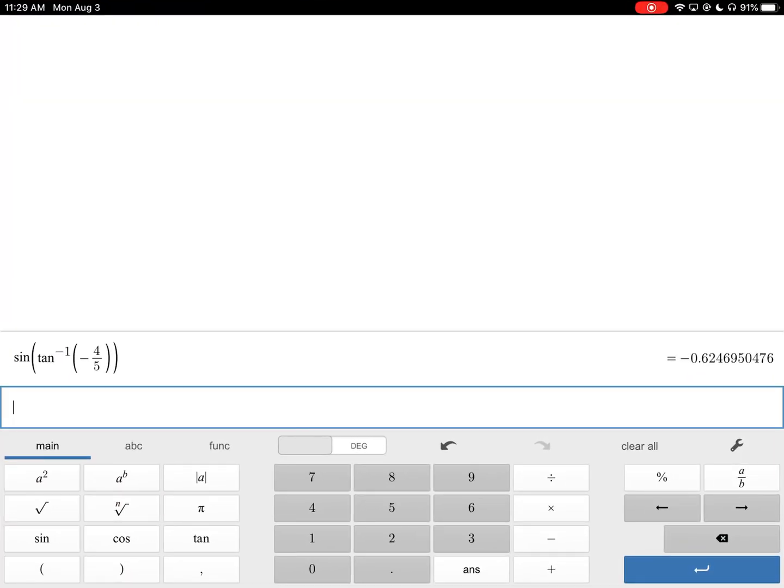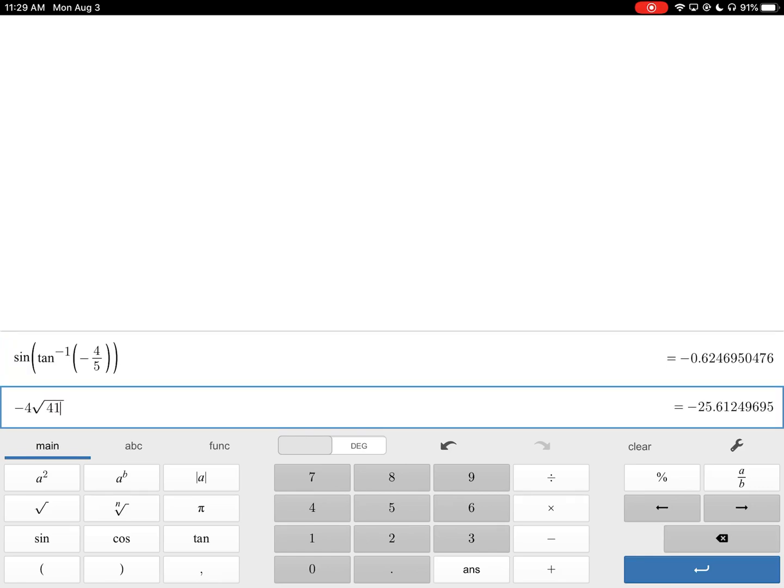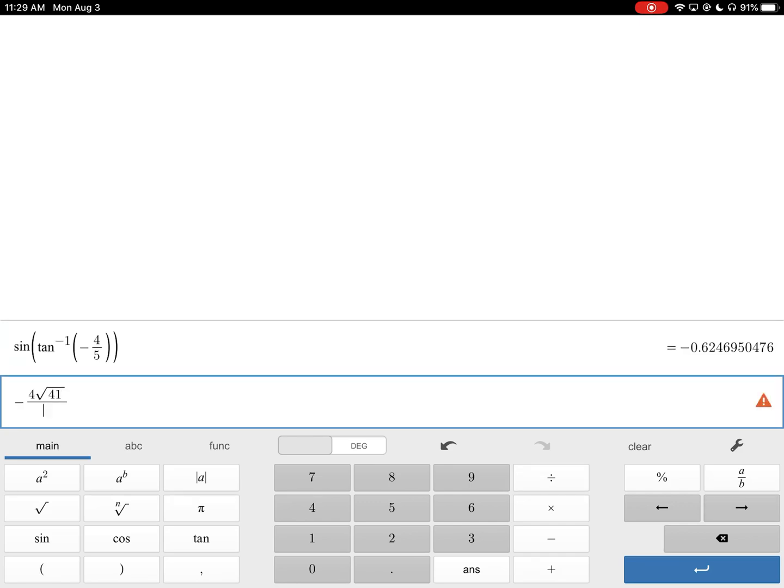So let's just see here. If I took -4 square root of 41, and how about we just hit enter there, and then divide that by 41. See how we're getting the exact same approximation as when we put sine of inverse tangent of -4/5 into the calculator.